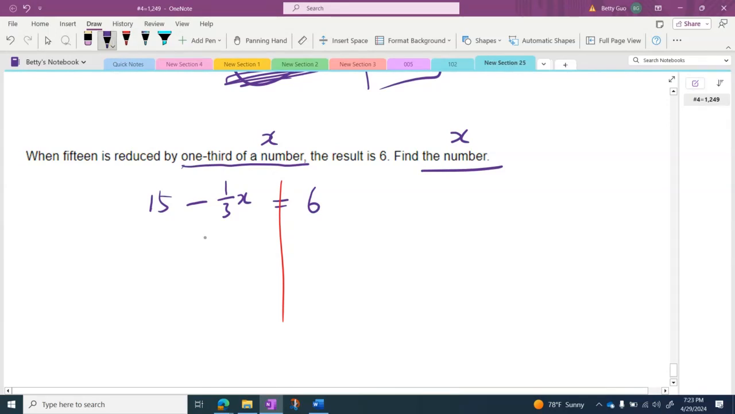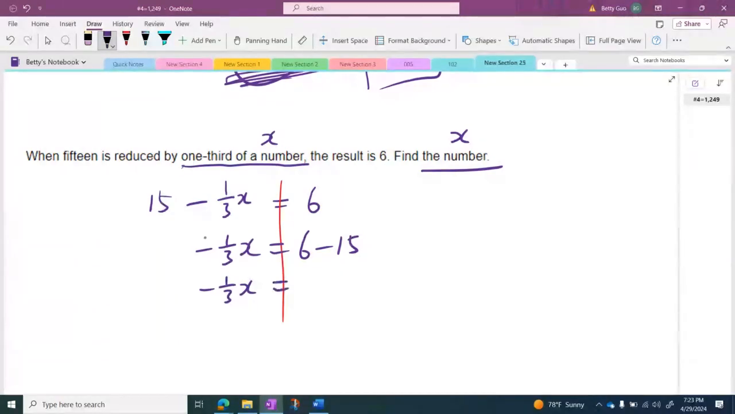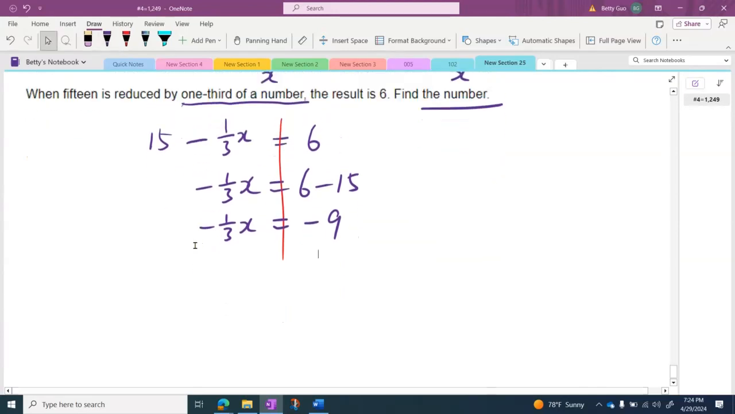I'm going to move 15 over. 6 minus 15, we have a -9. And then I'm going to multiply each side by -1. As long as we treat each side of the equation the same way, we are fine. Since both sides of the equation are negative, we can remove both negative signs altogether. So I'm going to have a positive 1/3x equals 9.